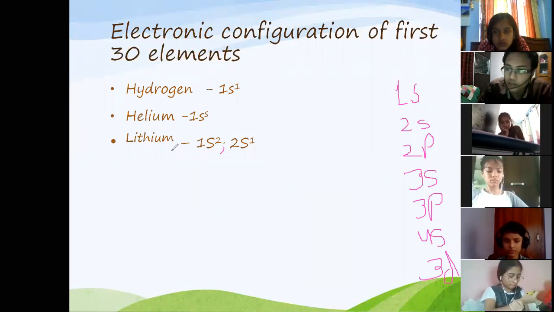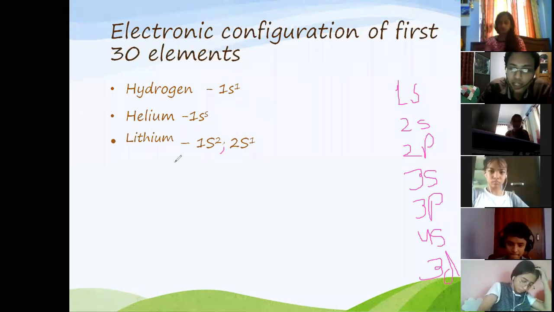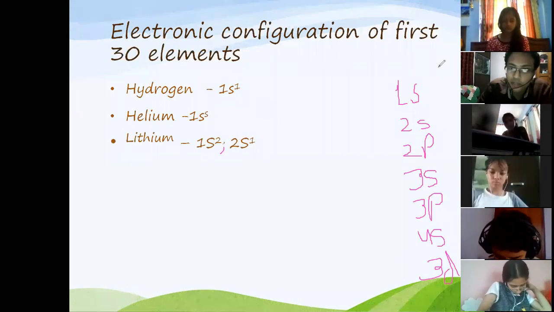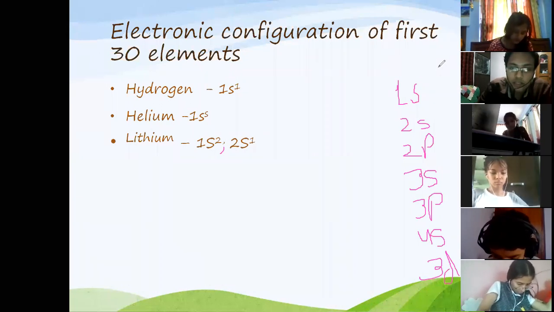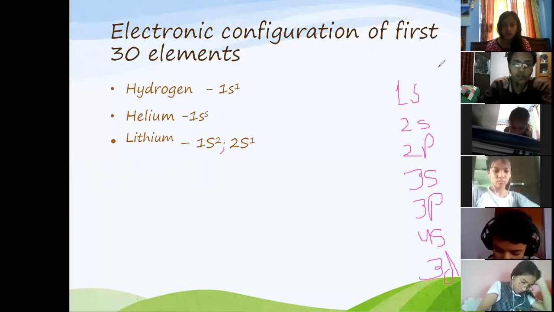Now you can try it yourself. I hope you are writing also. Please write down. You should be writing these things. Now beryllium, you are going to write yourself. Okay, please everyone, write beryllium there. So what should be the electronic configuration of beryllium? Come on, try it yourself.